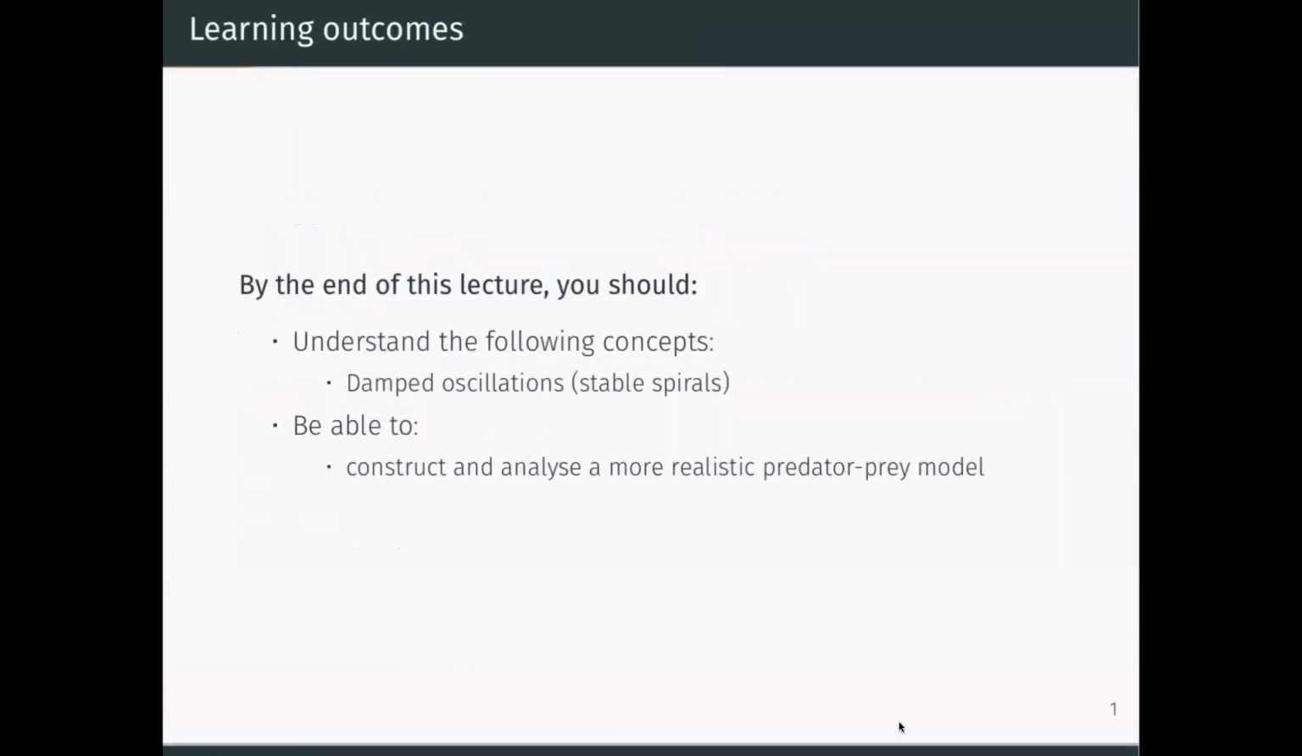So by the end of today, you should understand the idea of damped oscillations, which are in fact stable spirals or a stable focus, and learn how to construct a more realistic predator-prey model compared to the Lotka-Volterra model that we met previously.